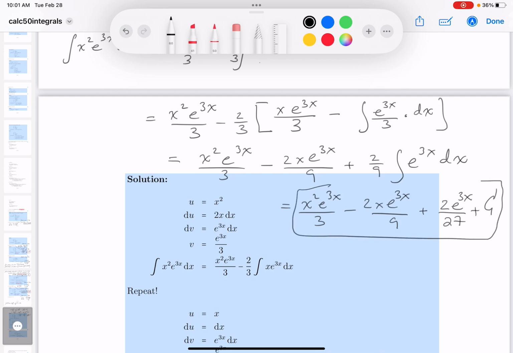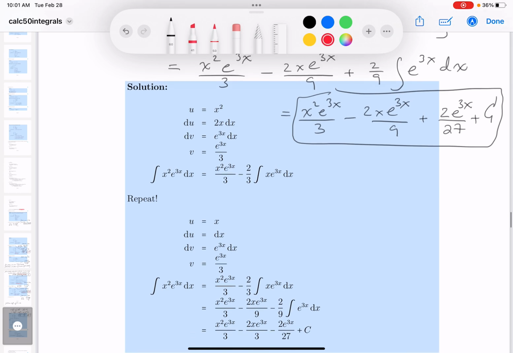I'll put a box around this. I do want to see if I got it right. And how do I do that? Look at the key. And the key looks like a long key, right? So x squared e to the 3x over 3, I see that. Minus 2x e to the 3x over 9.